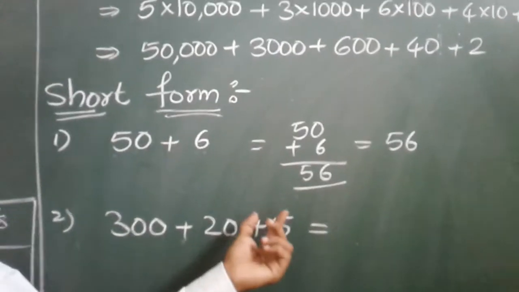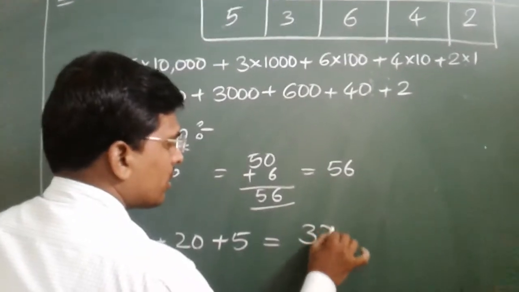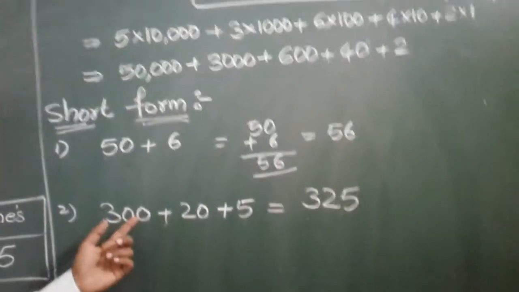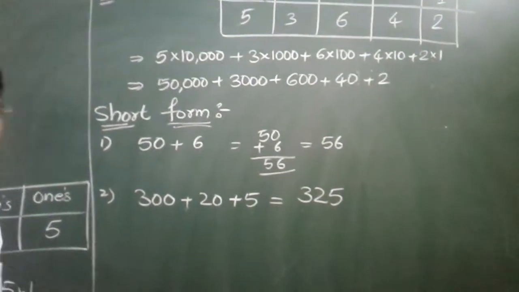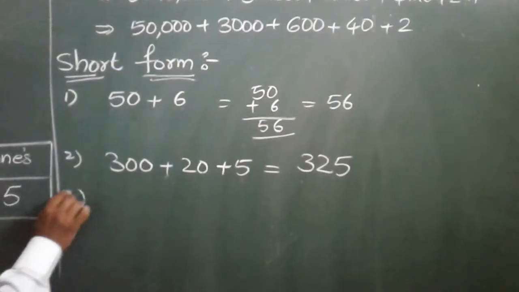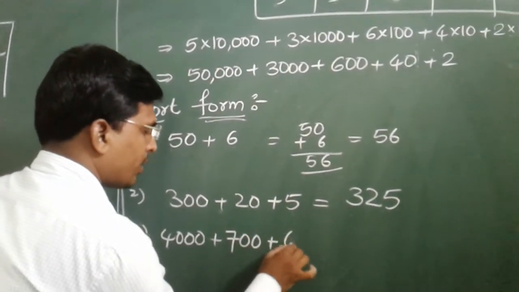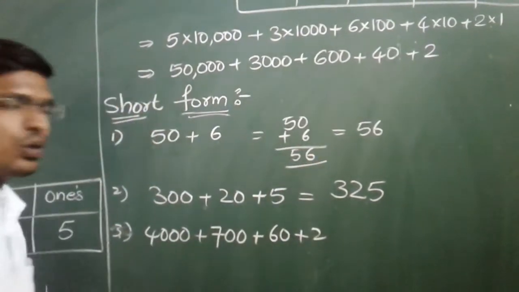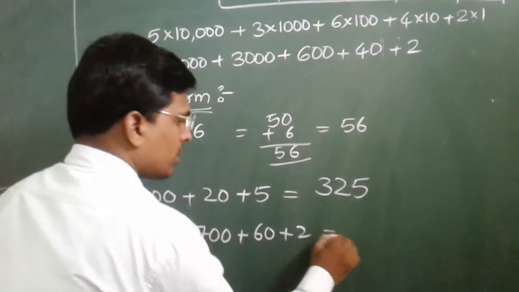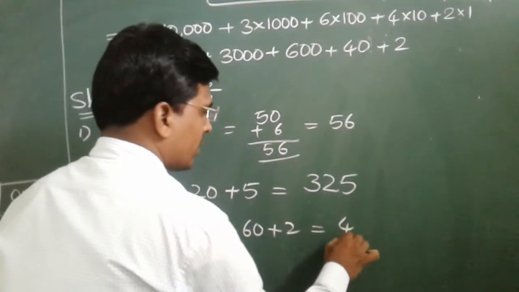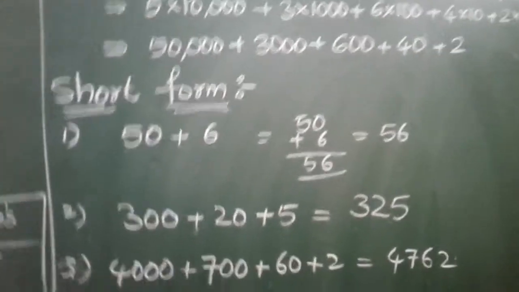The same way, 300 plus 20 plus 5, write this number in a short form. That is 325. You can add all the terms, then you will get the answer in short form. Next, third question: 4,000 plus 700 plus 60 plus 2. Write this number in a short form. Just add all these numbers and you will get 4,762. So this is the way of writing in short form.